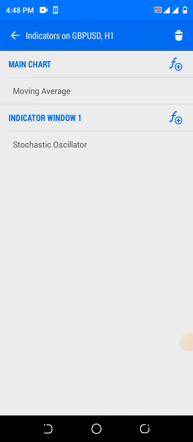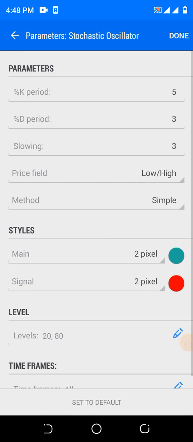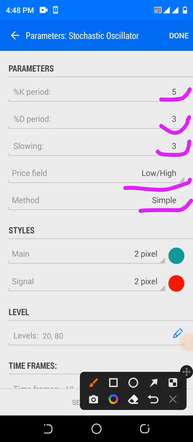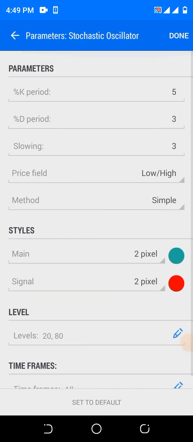Now the second indicator is the stochastic oscillator. Now these are the settings. The K period is 5. D period is 3 and the slowing is 3. Then price field: low/high. Method: simple. Now the level. The level is 28. Do you understand?